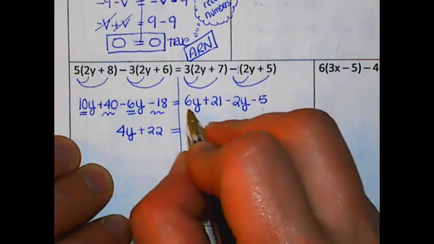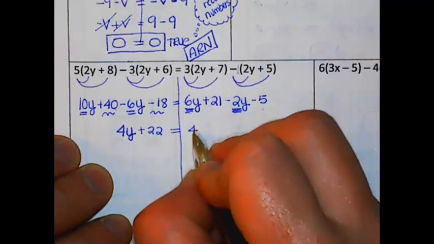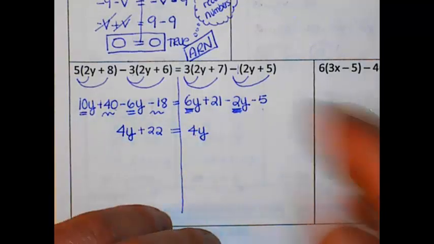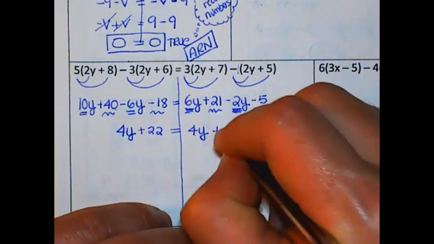And then I have 6y minus 2y. That will be 4y. Signs are different, you subtract, so you get 4y. And here I have 21 minus 5. It will be positive 16.